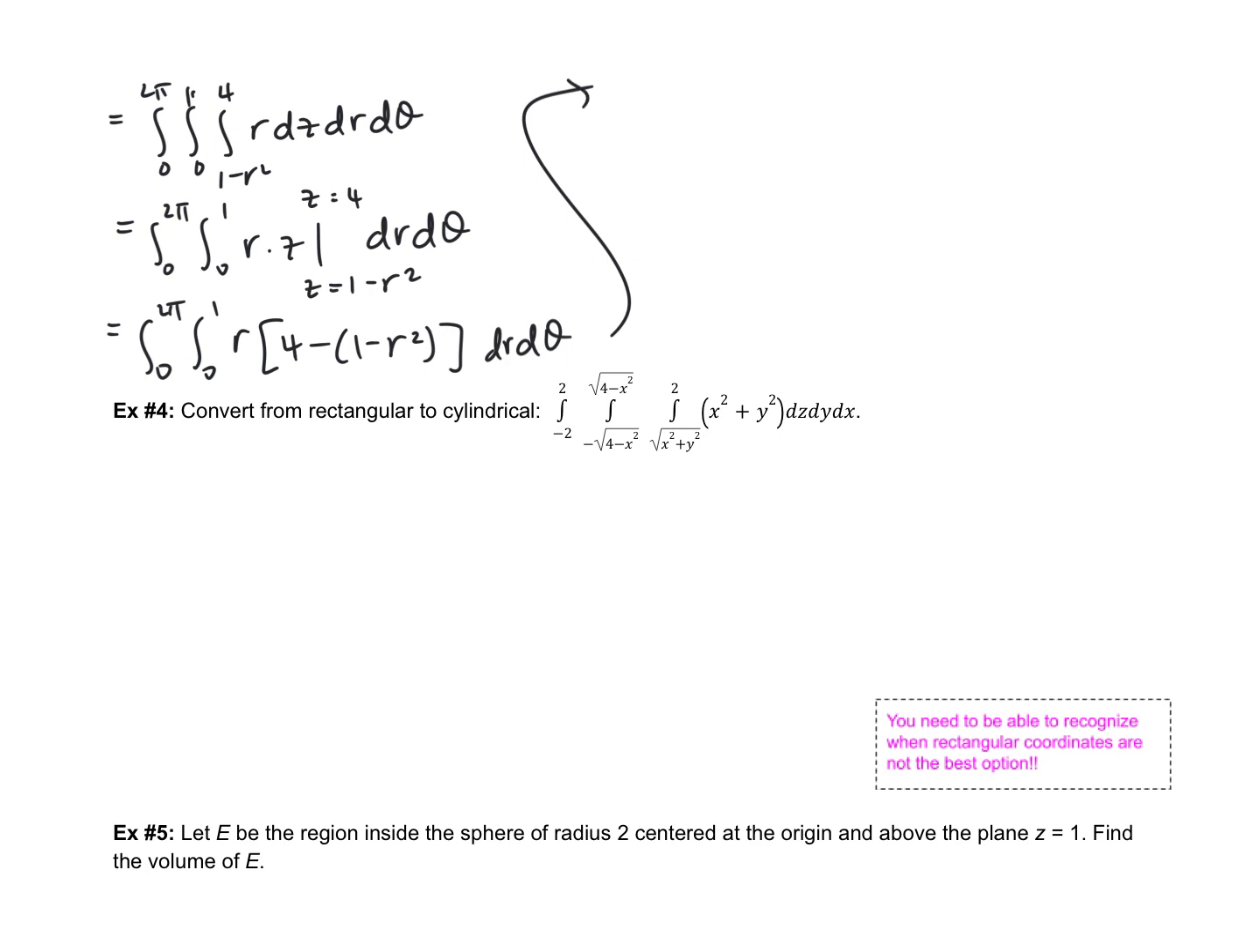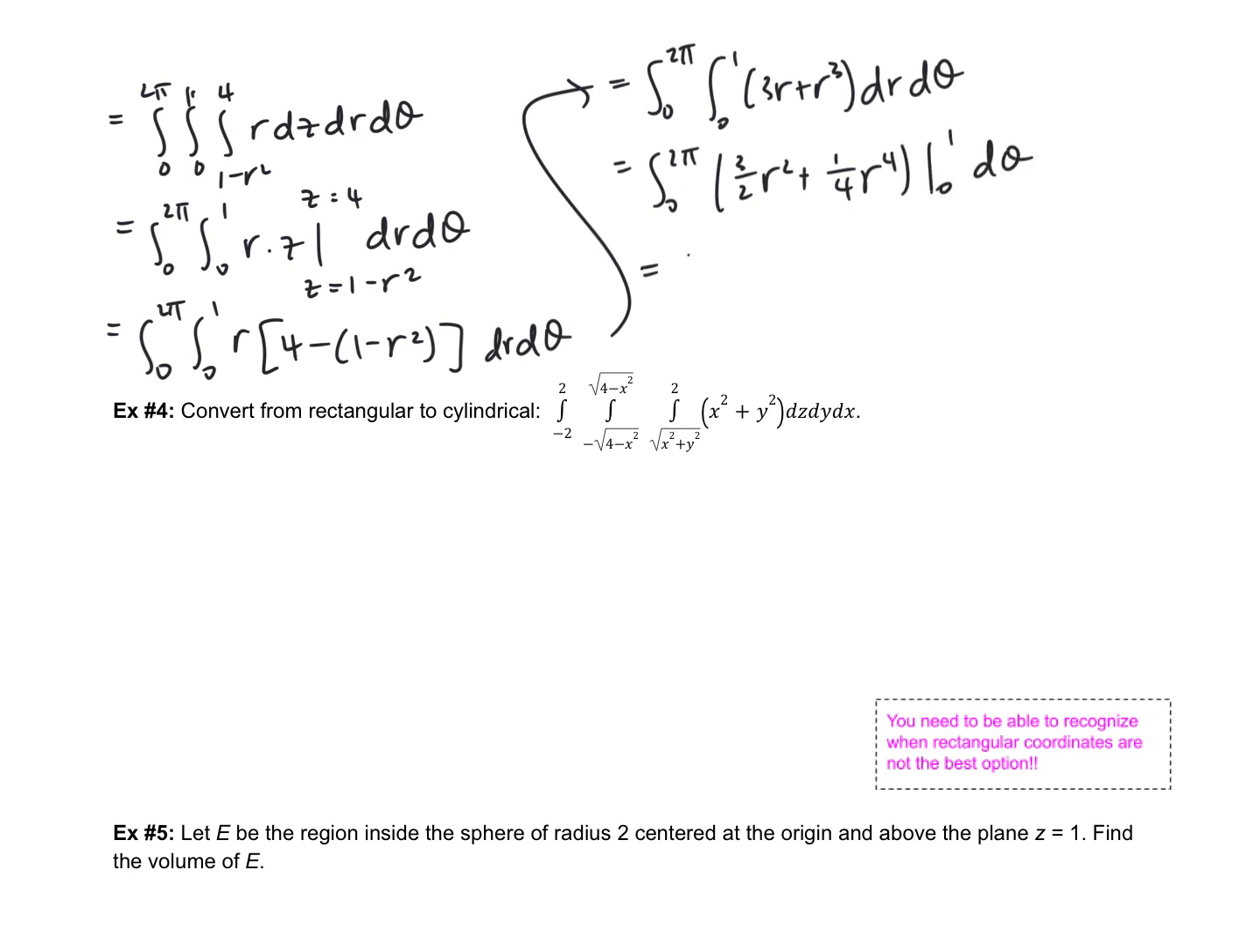So this then becomes 0 to 2 pi, 0 to 1 of 3r plus r cubed dr d theta. So I get 0 to 2 pi. Once I integrate, this is going to be 3 over 2 r squared plus 1/4 r to the 4th from 0 to 1. So this then is 0 to 2 pi of 7 over 4 d theta. So finally, I get 7 over 4 times 2 pi. So that volume then is 7 over 2 pi.